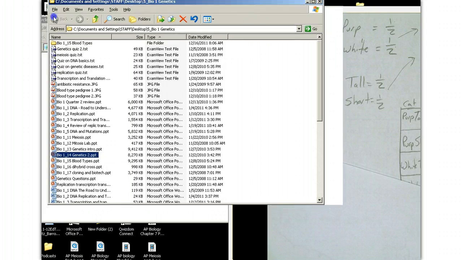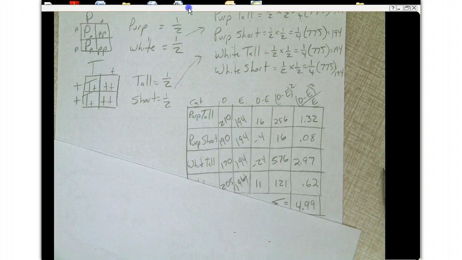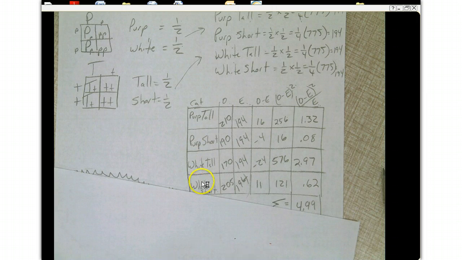So moving right along, we have our chi-square value. The sum of all those numbers combined is 4.99. Now remember, degrees of freedom, when we look at our table, is going to be the number of categories minus 1. So if you take a look here, we have 4 categories. Minus 1 would be 3. We have degrees of freedom of 3.